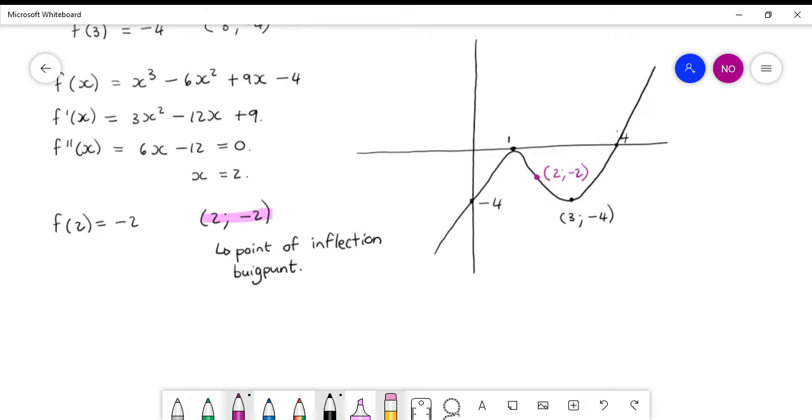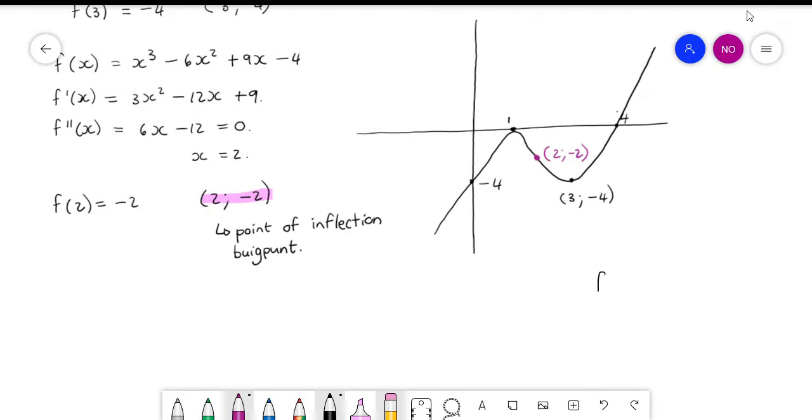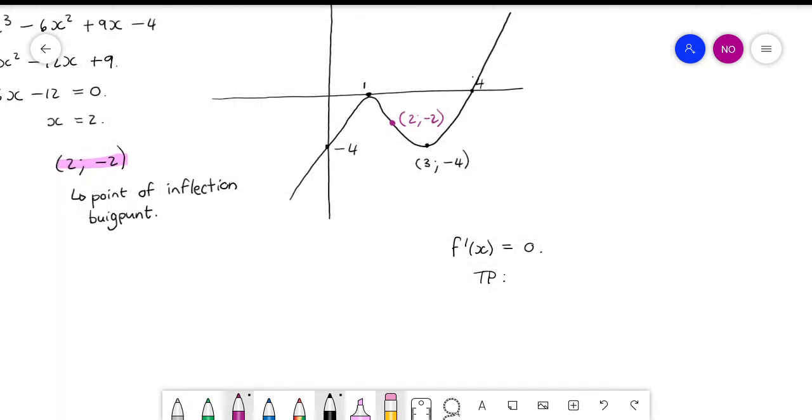Ons weet wanneer 'n grafiek stygend of dalend is en waar verander dit? Where does it change from ascending to descending or the other way around? At a turning point, okay? So for the first derivative equal to 0, you get the turning points, and those tell you where a graph changes from ascending to descending. Right?